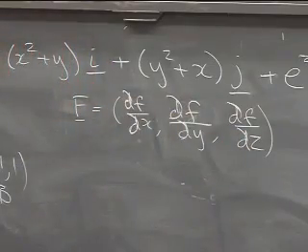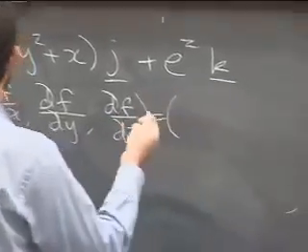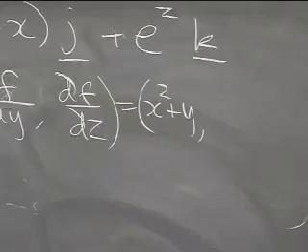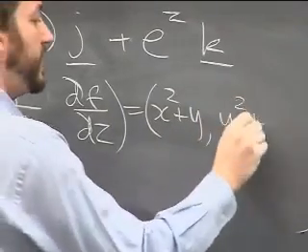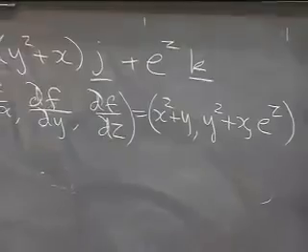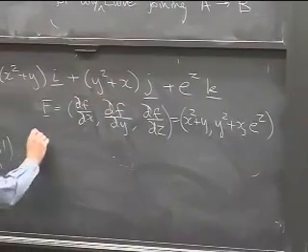So I want that to be the case. And I don't know if this is going to work. So there's a test, as I said. I'm just going to go ahead and pretend that it's going to work. So this has got to be equal to (x squared plus y, y squared plus x, e to the z), because that's what capital F is. So if this is true, I've got to solve three equations.